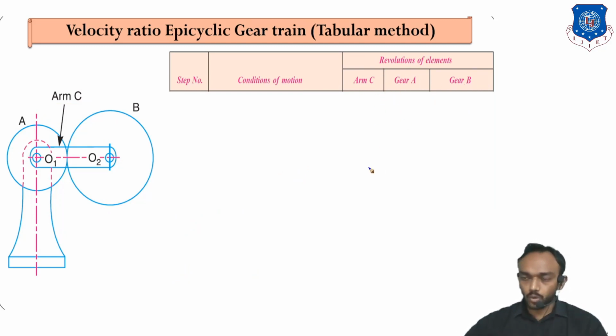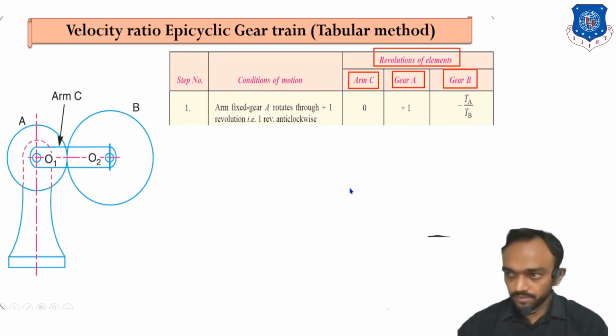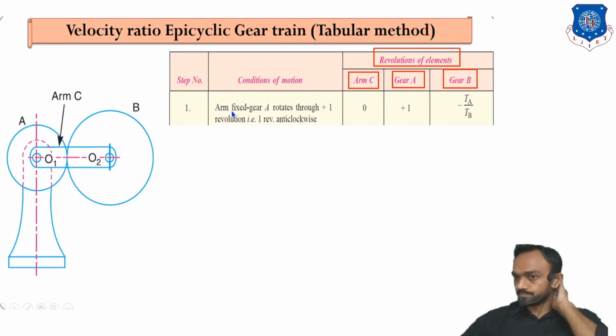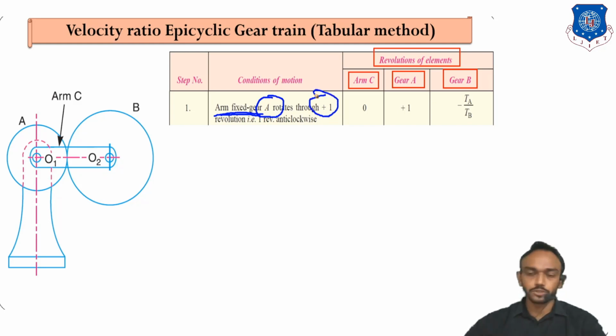This column represents the revolution of an element. You can find the RPM of gear A from this column, and the RPM of C from this column. Okay, let's start. What will be the first row? In the first row, the arm is fixed, and gear A rotates +1 revolution.